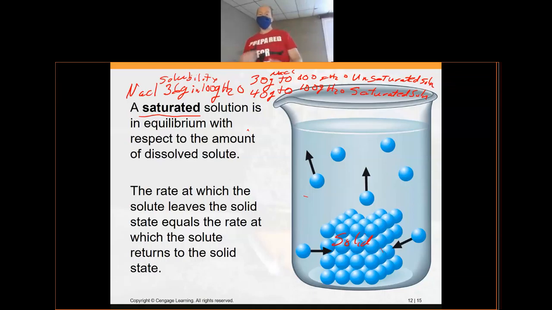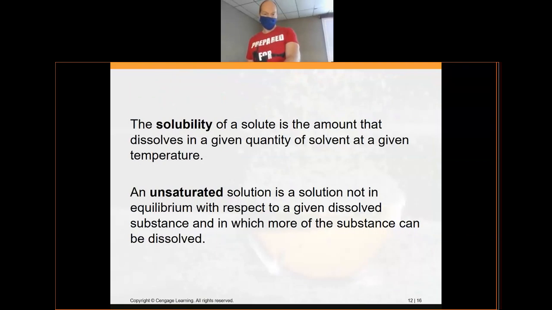And so it's a dynamic equilibrium. It's not static. It's not that all these molecules that are solid are going to stay there, and all these molecules in solution are going to stay there. They go back and forth. It is a dynamic equilibrium. But at any given time, if you had 40 grams of sodium chloride and 100 grams of water, 4 grams would be in the solid form. The solubility is the amount of solute that is going to dissolve at a given temperature. Again, unsaturated means that it has all dissolved, and saturated means that it did not all dissolve.